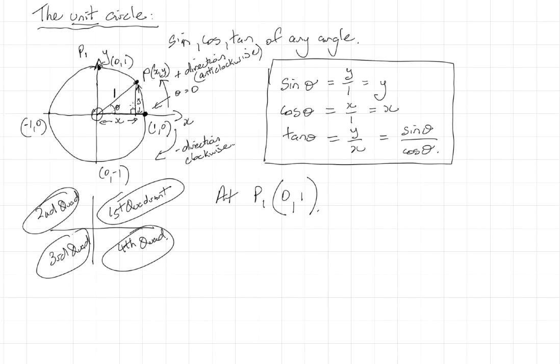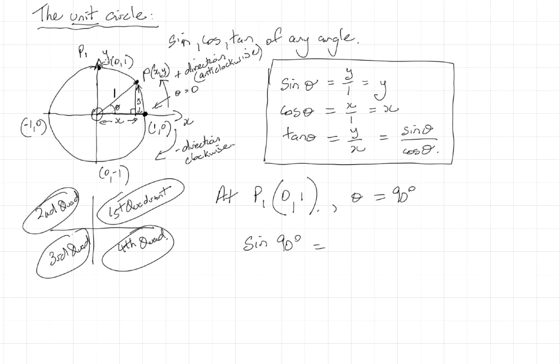Okay, now what's the value of theta? If P starts here and goes through there, how many degrees has it gone through? It's gone through 90 degrees. So at P1, which is the coordinate (0, 1), theta is equal to 90 degrees. Using this, we can work out what the sine of 90 degrees is.